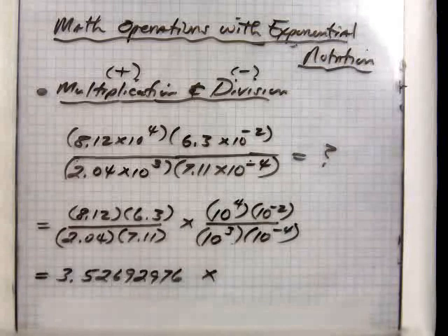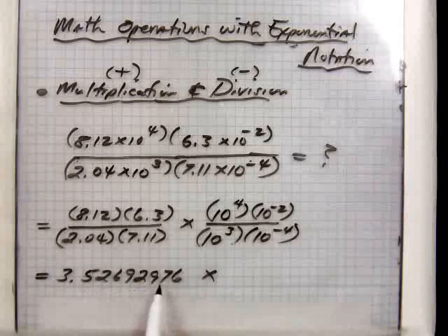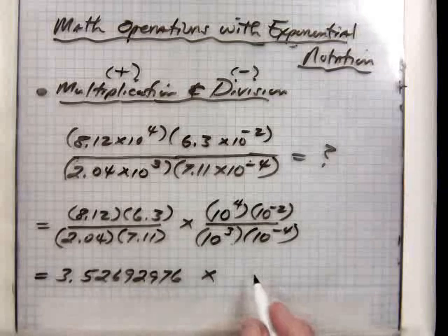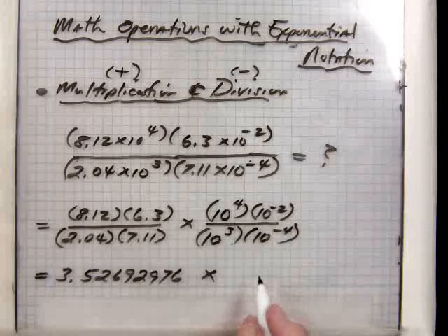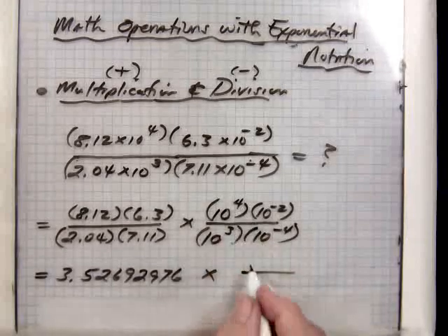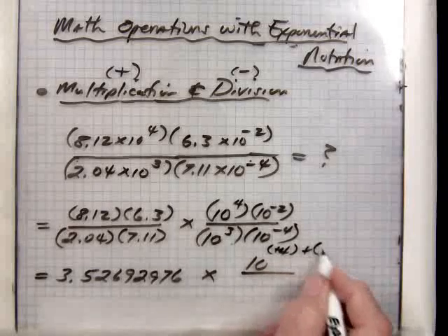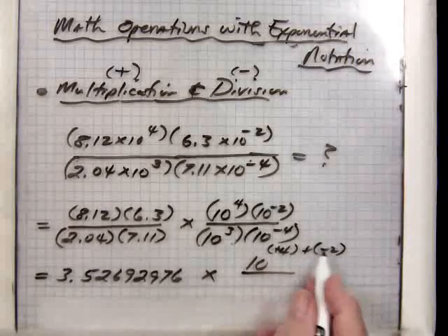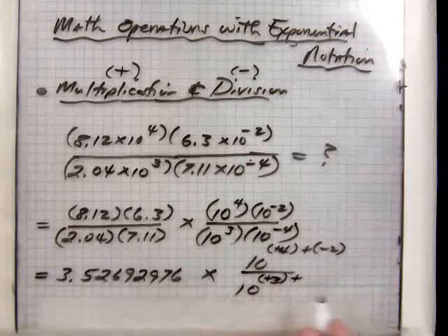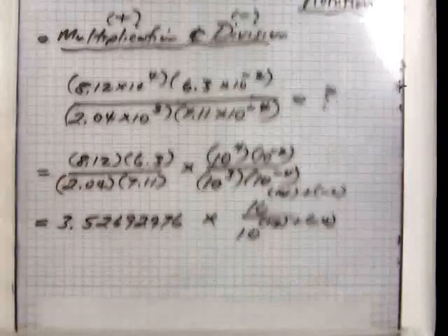So it's 3.52692976. That's your calculator answer. Okay, and then we compute this. Well, essentially, this is 10 to the 4 plus 4 plus a minus 2. You add those together, and the denominator the same way, plus 3 plus a minus 4. And like I say, this is the only time I go through this kind of detail.